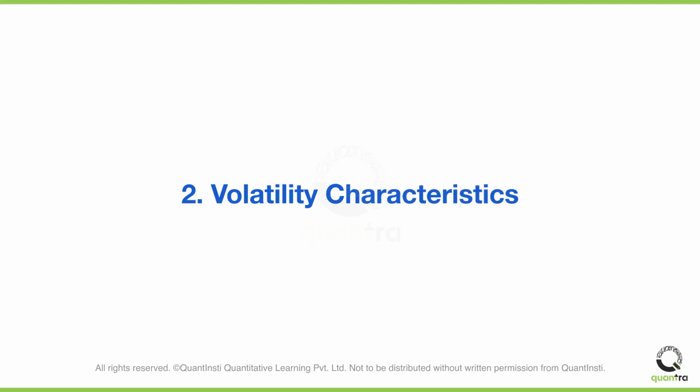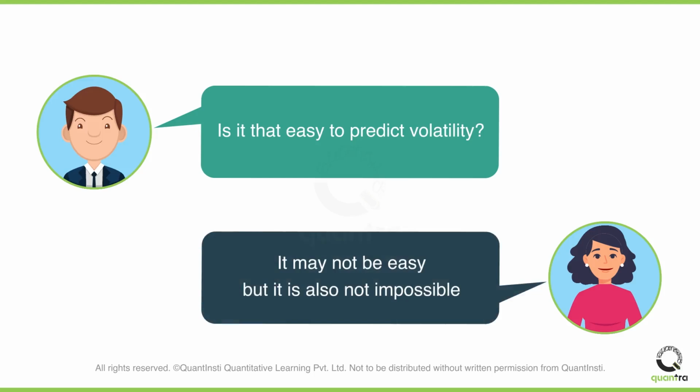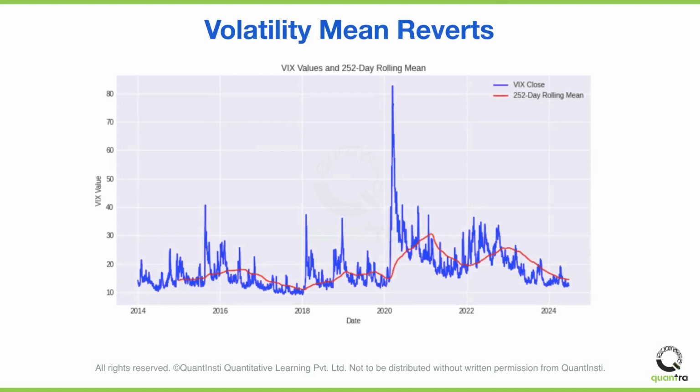The second factor is volatility characteristics. Sophie, earlier you said that we need to gain predictability of volatility. But is that something that's easy to do? Well, it may not be easy, but it's also not impossible. There are certain characteristics, or let's say general tendencies, that we can observe and trade based on that. The first thing is volatility, in the longer term, tends to mean revert. It's basically range-bound. So a good predictor of long-term volatility is what it has been in the past.